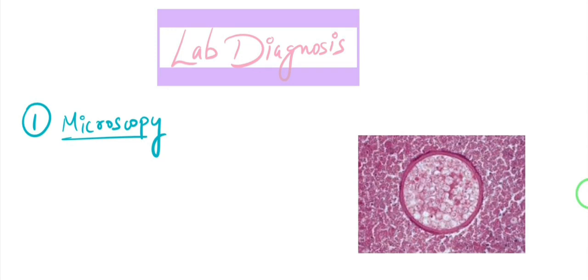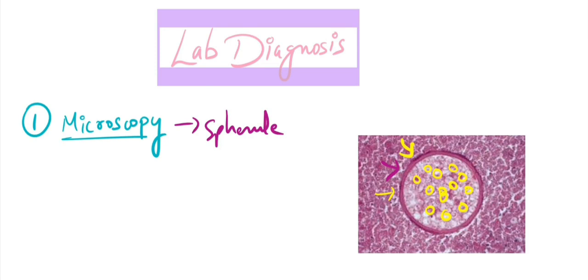So again, after staining, you are going to see on the histopathological examination the spherules, like we already just talked about. So this is the spherule, and these are the endospores. So these are the endospores, and this is the spherule.